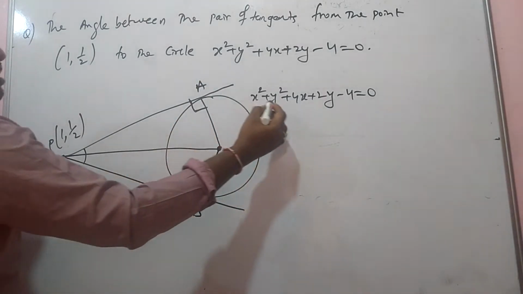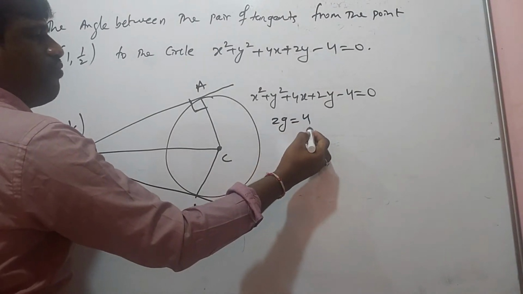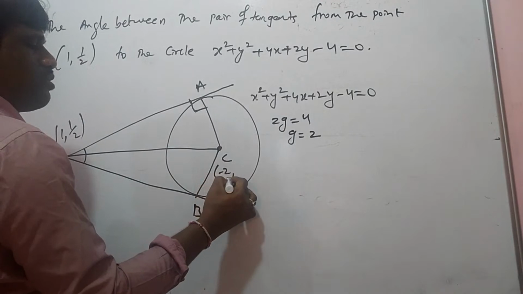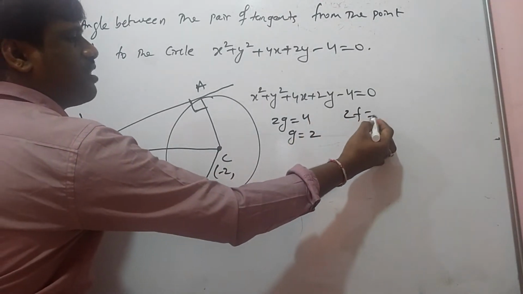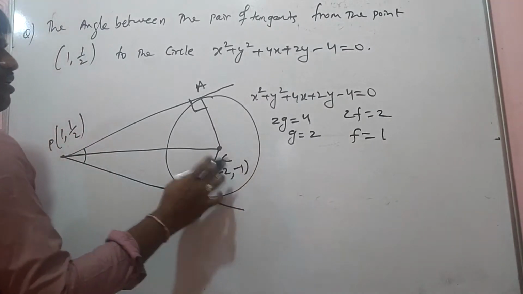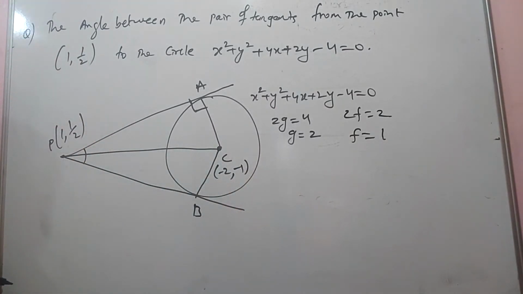Now here the center will be: 2g is equal to 4, g is equal to 2, the center will be minus 2 comma, 2f is equal to 2, f is equal to 1, minus 1. The center I got is (minus 2, minus 1).